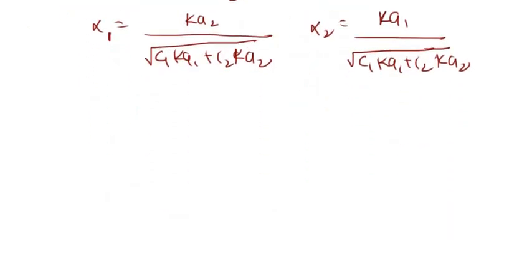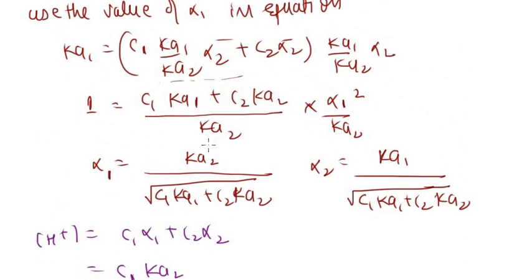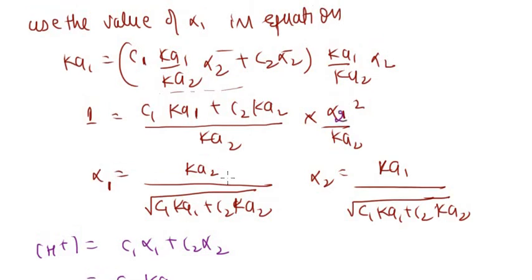Now we know the concentration of H plus is C1 alpha 1 plus C2 alpha 2, right? So C1 alpha 1, we put Ka2. First of all there is a little bit of change, it is Ka2, right? And here it is alpha 2. We have to make a little bit of correction. It is alpha 2 equals Ka2 and alpha 1 will be Ka1. Okay, right?